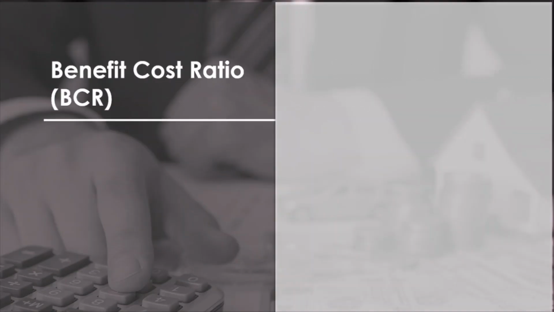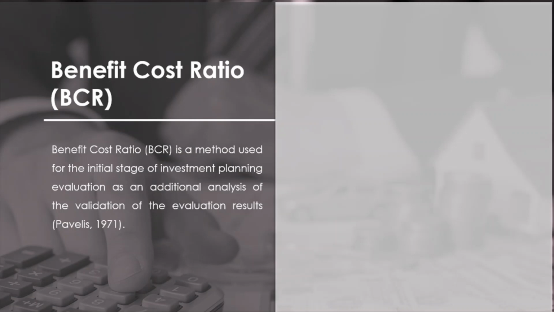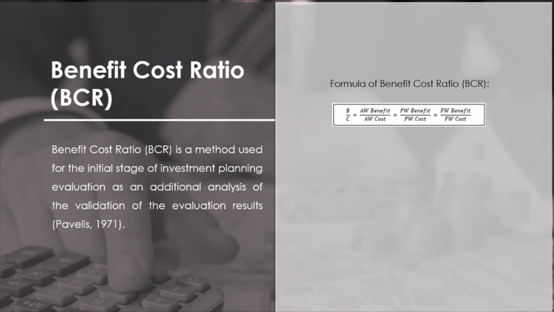Next is benefit cost ratio. Benefit cost ratio is a method used for the initial stage of investment and planning evaluation as an additional analysis of the validation of the evaluation results. And here is the formula of benefit cost ratio.